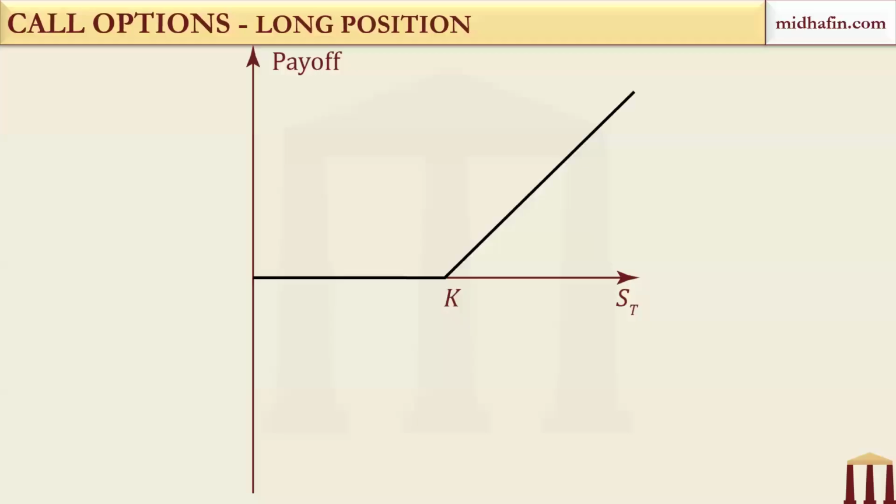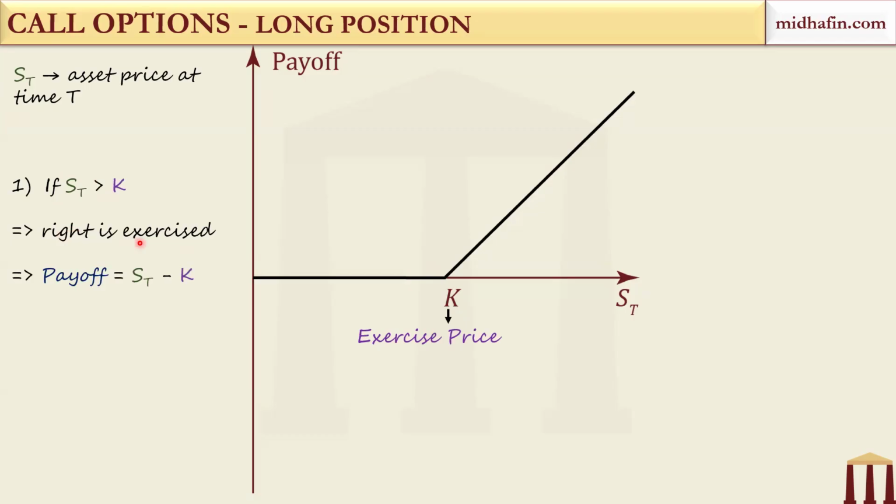So let's analyze. This is your exercise price. ST is the asset price at time T. If ST is greater than K, the right is exercised, and the payoff is ST minus K. It's profitable in this case. But if ST is less than or equal to K, the option or the right is not exercised and the payoff is clearly zero.